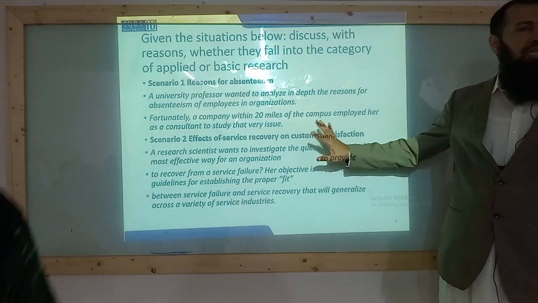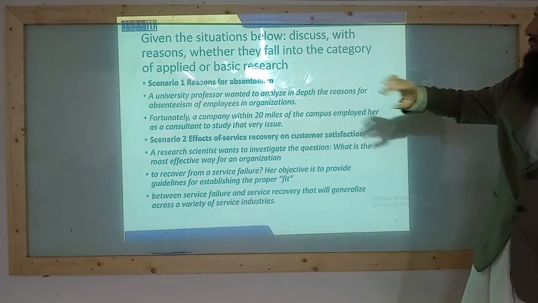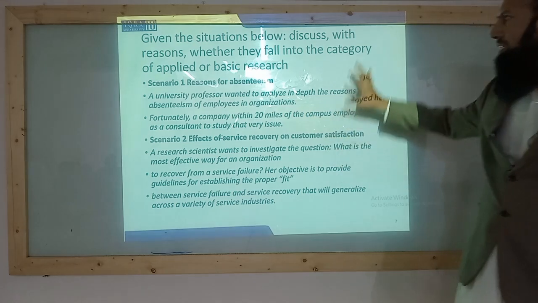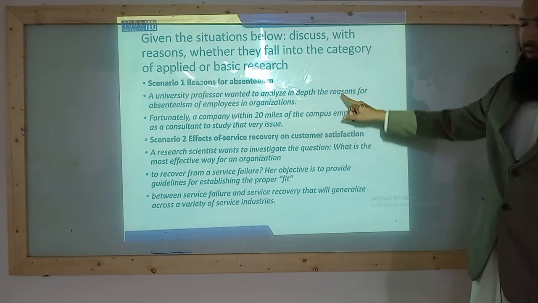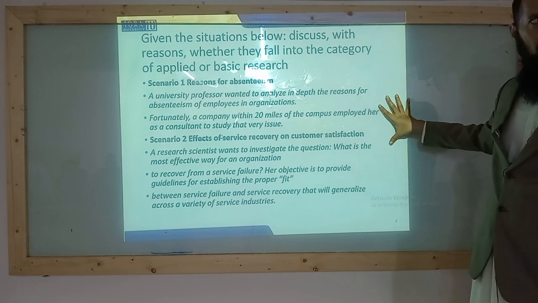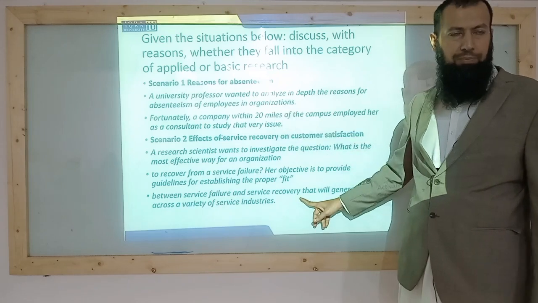Okay, let's work upon this. This is the problem. Let me read for you. Given the situations below, discuss with reasons whether they fall into the category of applied or basic. These are the two scenarios. You have to read them out, and you have to find out whether they are applied or basic.